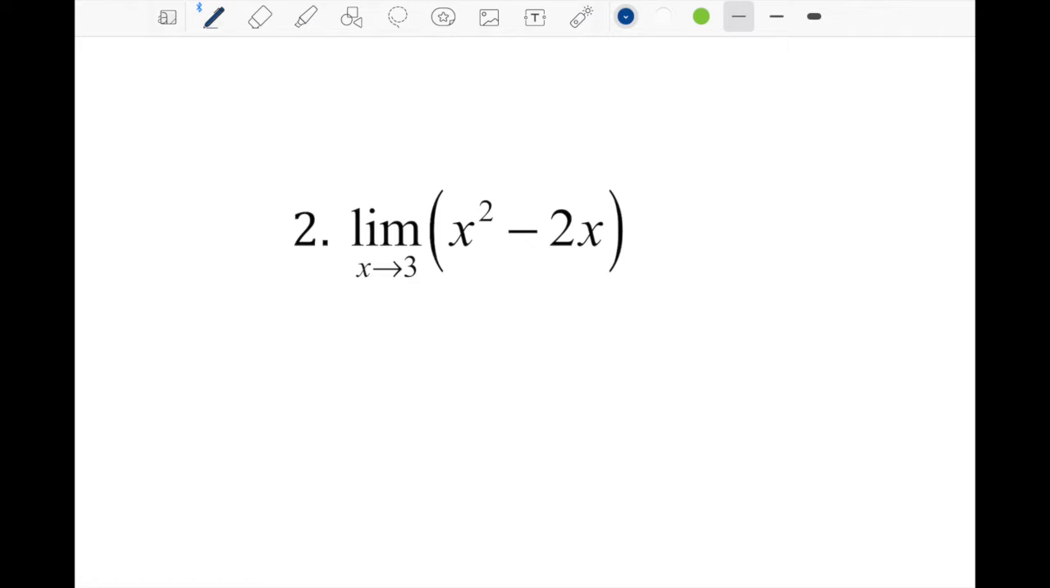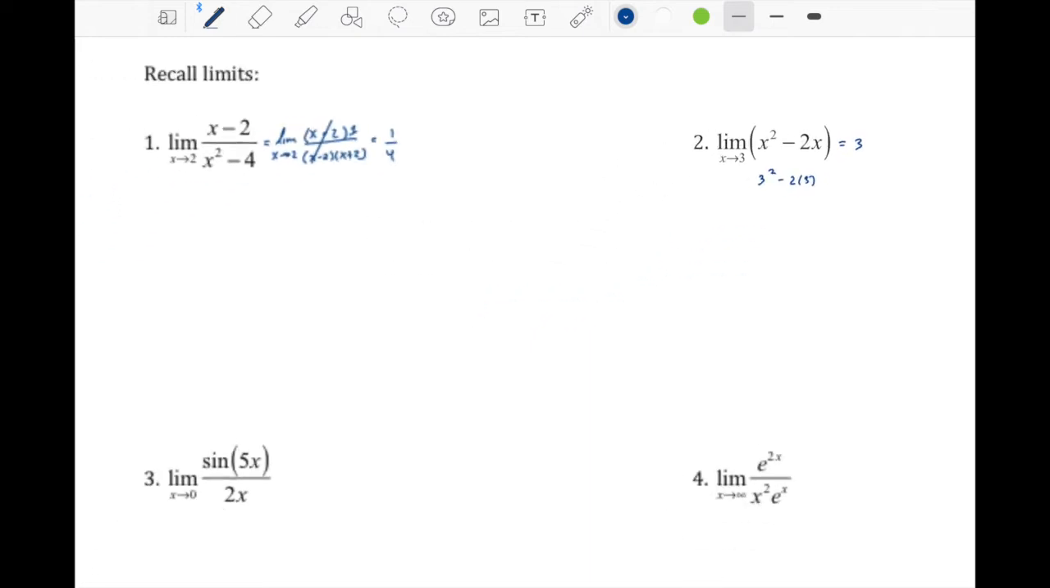Another example: limit as x approaches 3 of x squared minus 2x. Well, direct substitution would give us 3 squared minus 2 times 3. Well, that's 9 minus 6, which equals 3. Direct substitution works fine when we've got something like that, a polynomial.